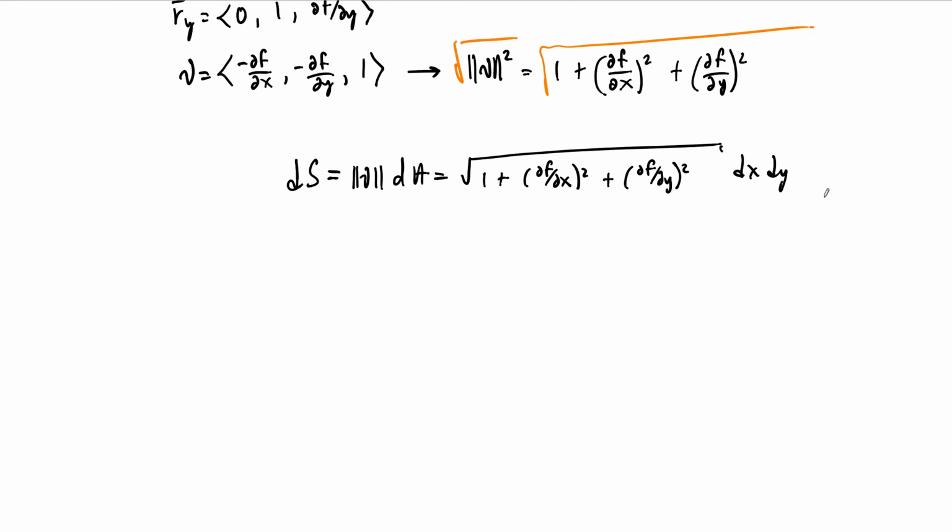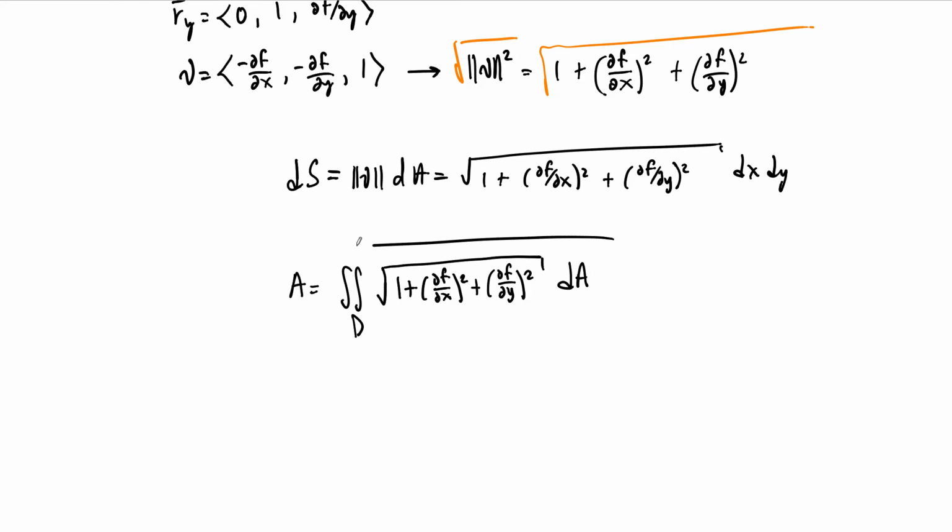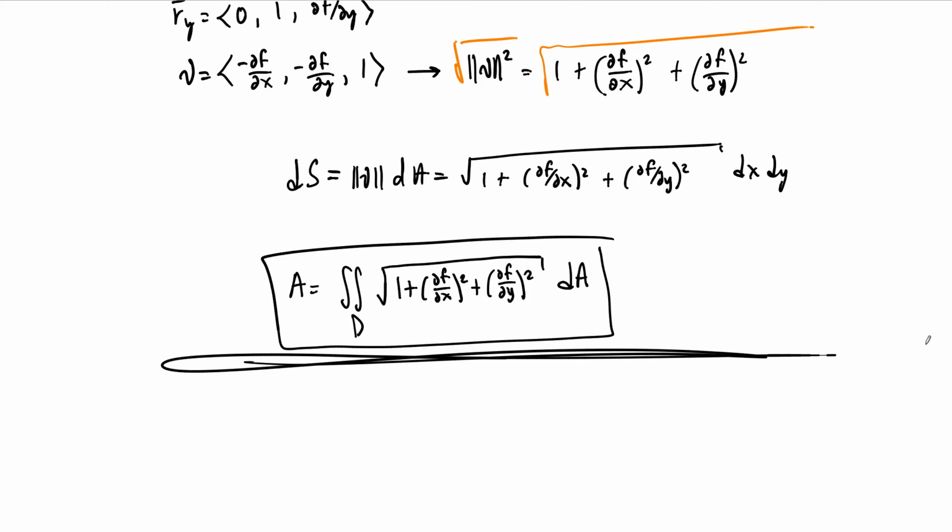And then if we're going to integrate up our surface area, what do we get? Well, it's just the integral of this over the region, the domain D, the parameter domain, which is just the domain of the function f to begin with, of this square root of 1 plus (df/dx) squared plus (df/dy) squared, all under the root, times dA. So that's the surface area of a surface that's given by the graph of a function.